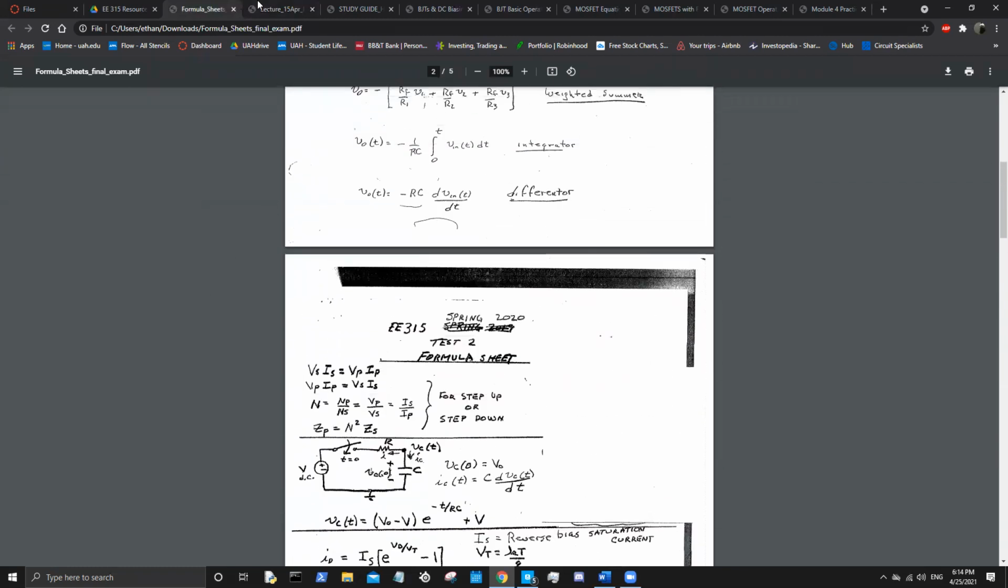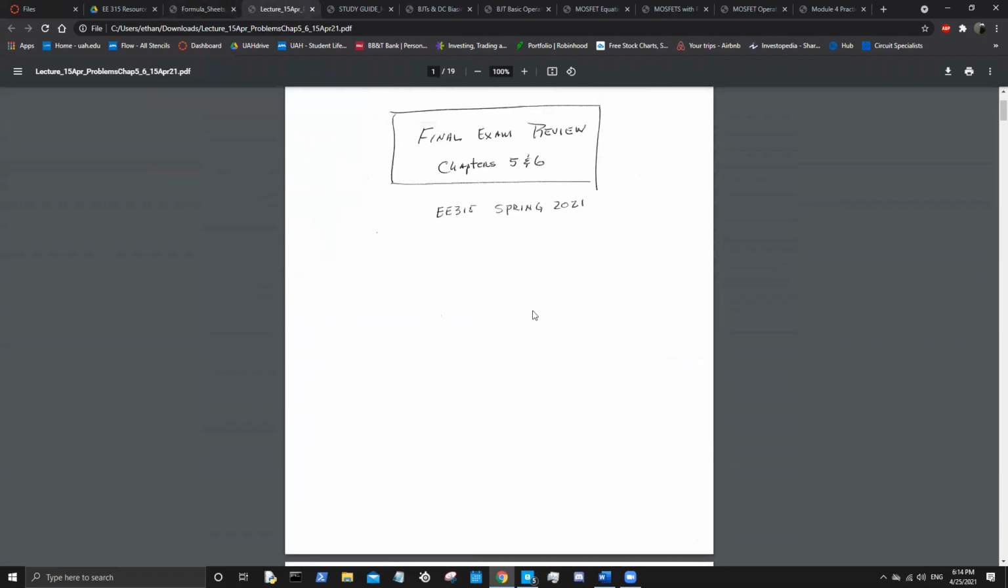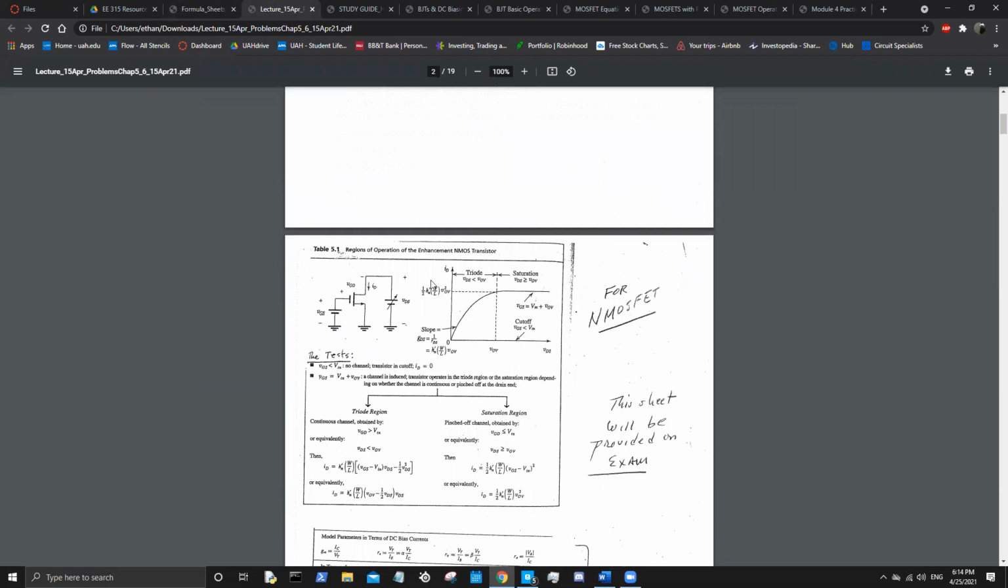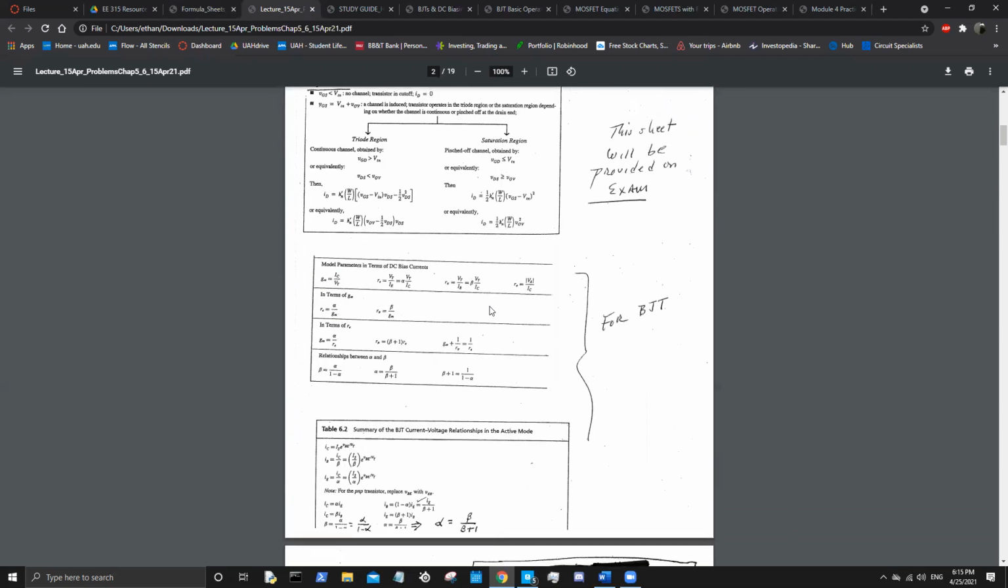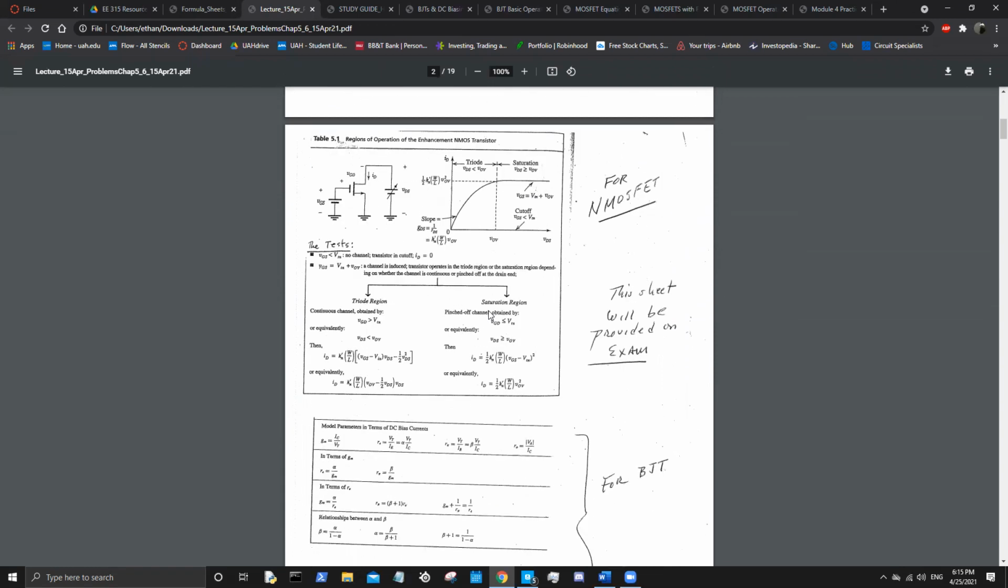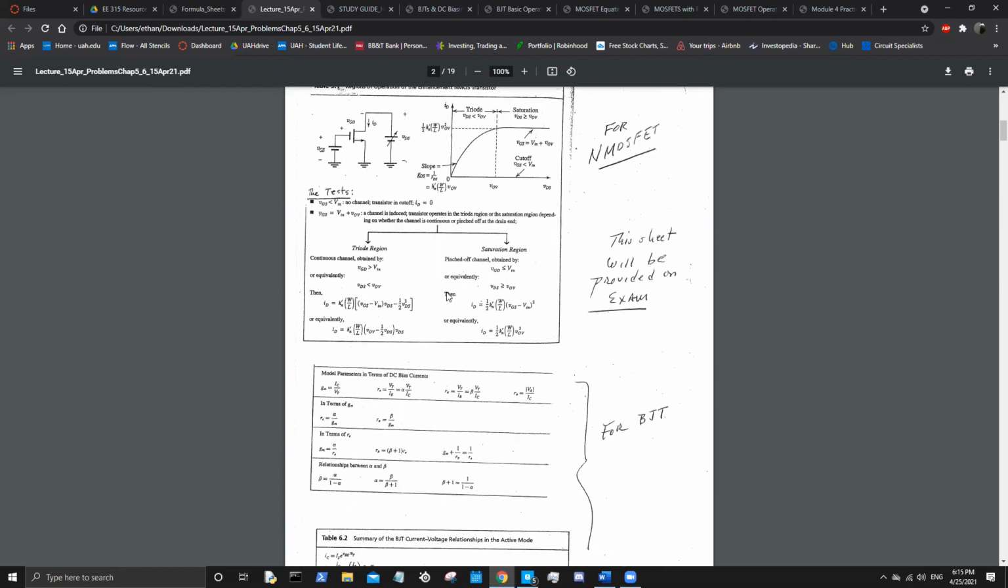Well, okay, it's not on that one. I can look at this and scroll up. Yeah, that one right there. That's the best one to go off of because it separates them. If you go down to the bottom of that square, you see where it's split into triode and saturation, and it just tells you.